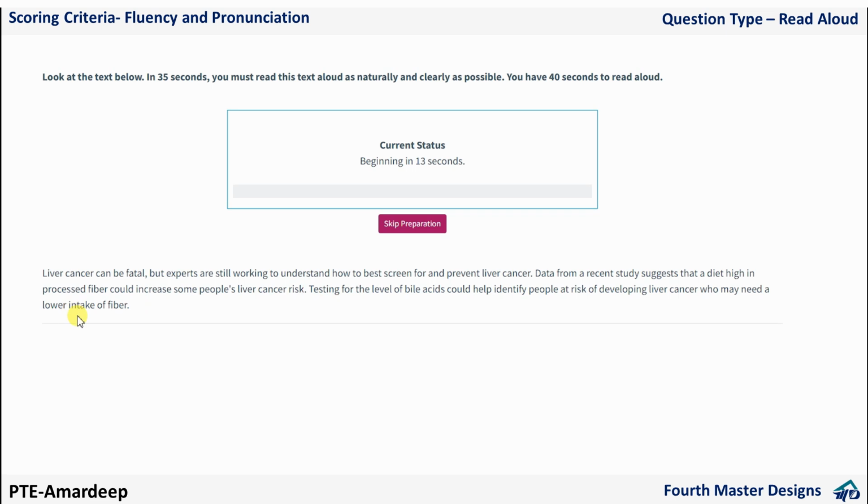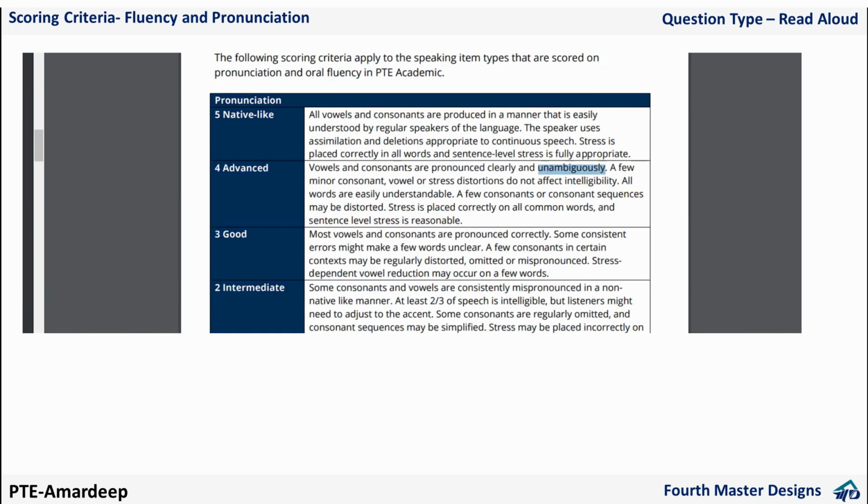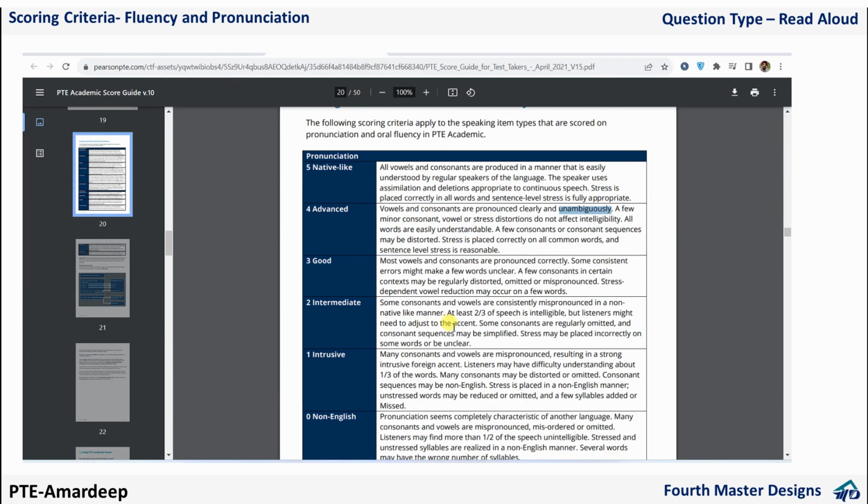Guys, one thing, whatever I am discussing here is based on this approach. And see what is written here: at least two-thirds of the speech. Come here: listeners may have difficulty understanding about one-third of the words. Okay, so they are saying here most vowels and consonants are pronounced correctly for three.